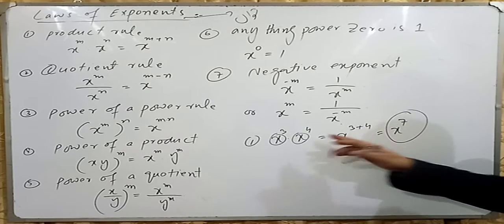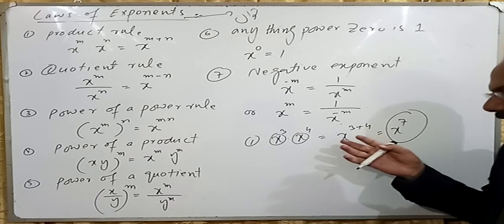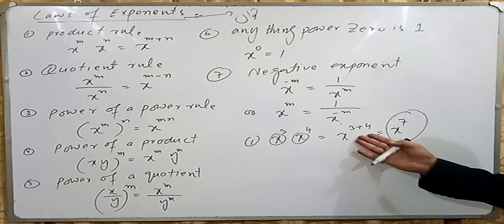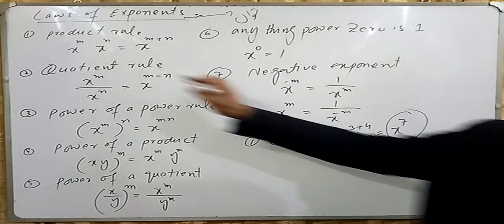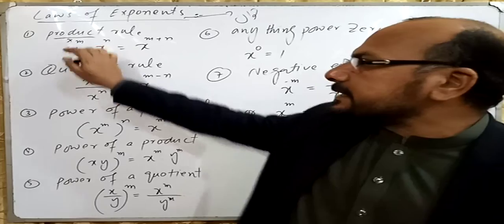So x power 3 times x power 4 equals x power 3 plus 4 equals x power 7. This is the example of the first rule. Product basically means multiplication.